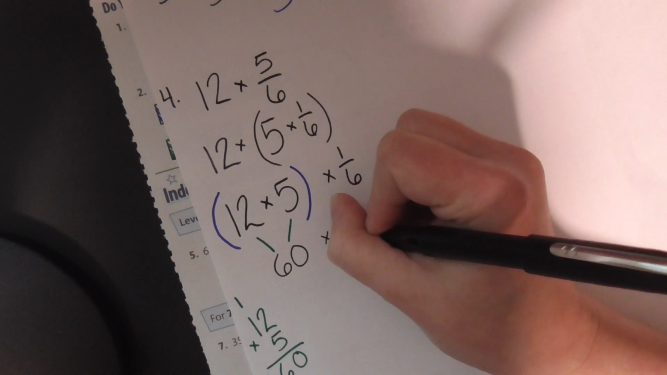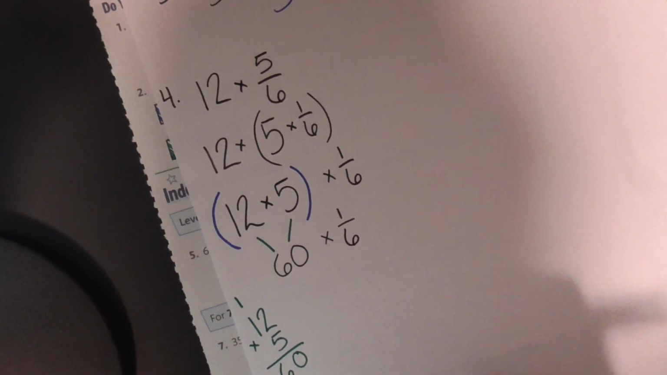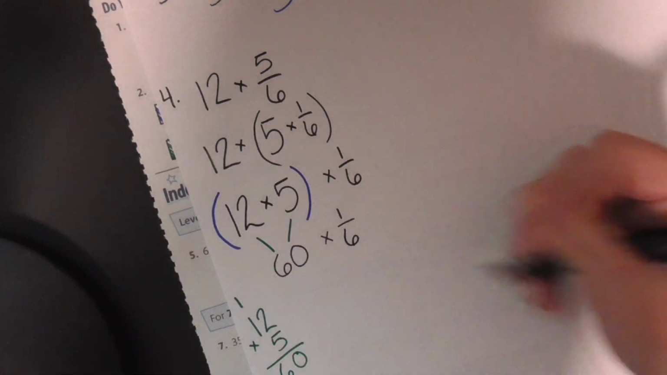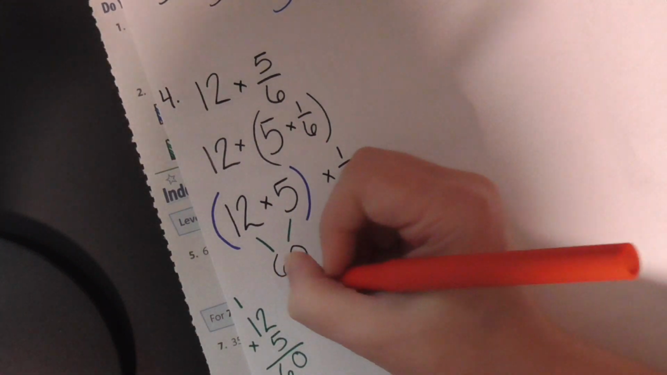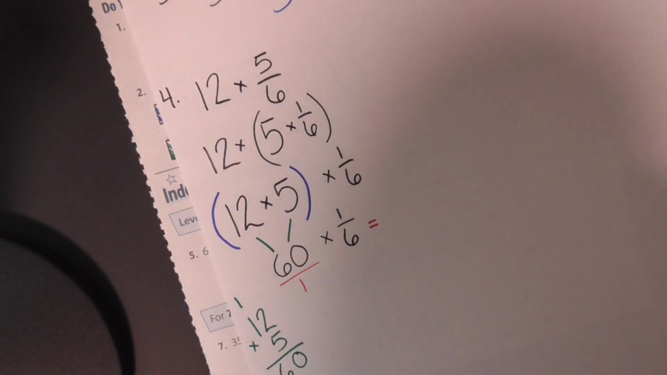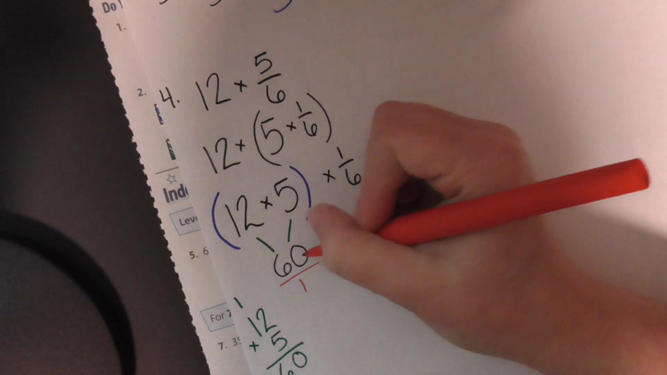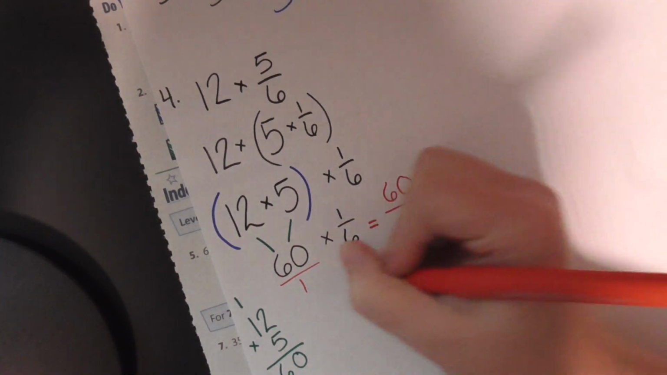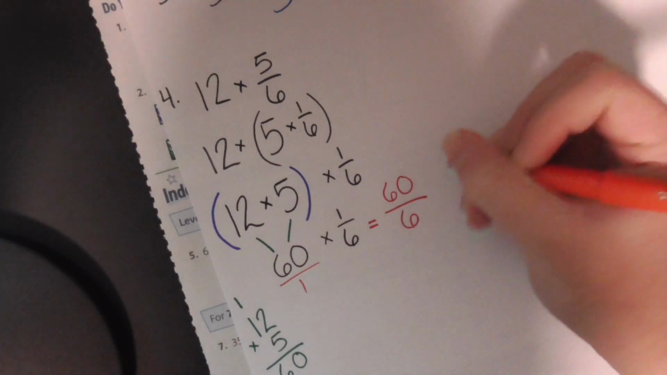So times 1/6. So 60 times 1/6. And remember our super secret way to do this? We're just going to put this over 1 and then multiply across. So 60 times 1 is 60. 1 times 6 is 6.